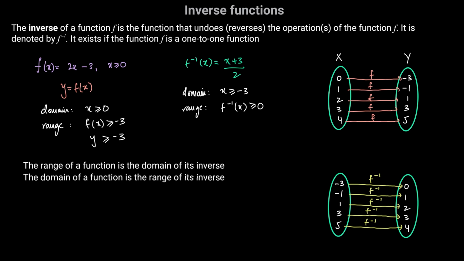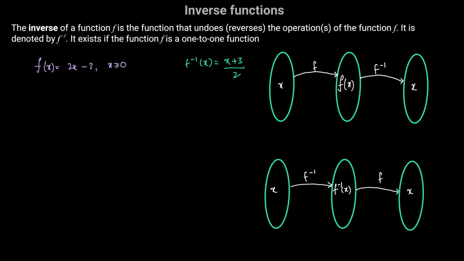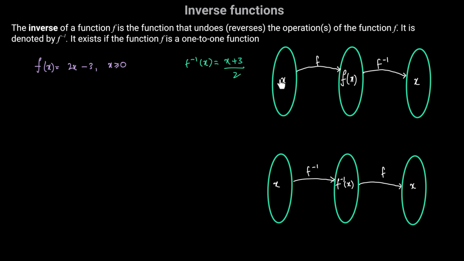So then what we can say regarding inverse functions is the following. If I have an input x and I apply the function f to it, I get the output f of x. And the function f inverse will undo or reverse the operations of f of x, and it will return the original input x. So when I apply the function f to x, I get f of x, and when I apply the function f inverse to f of x, I'll return the original input. It'll reverse the operation of f.